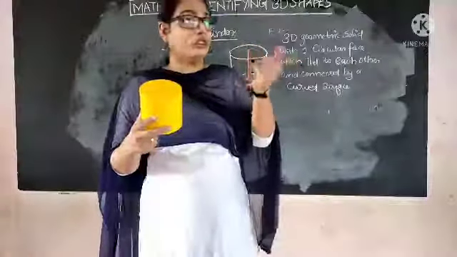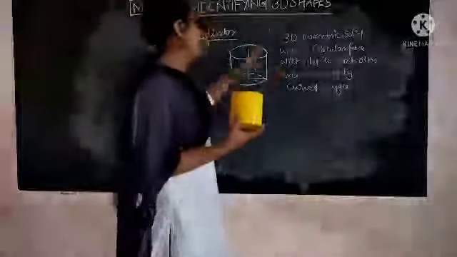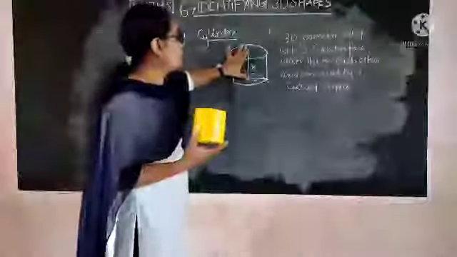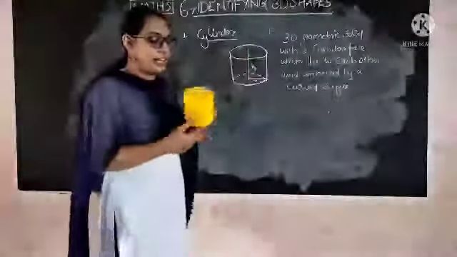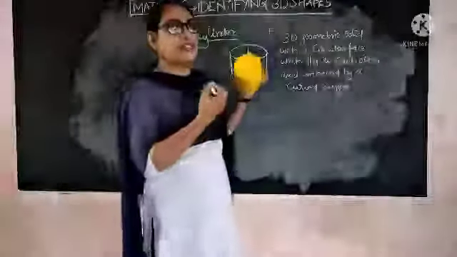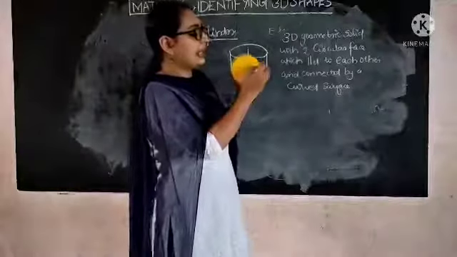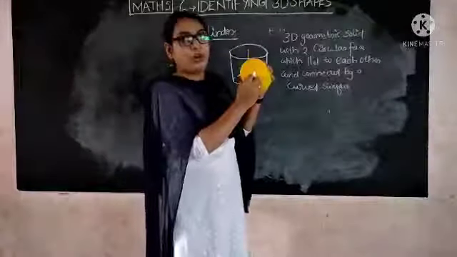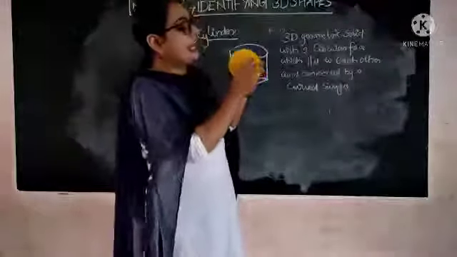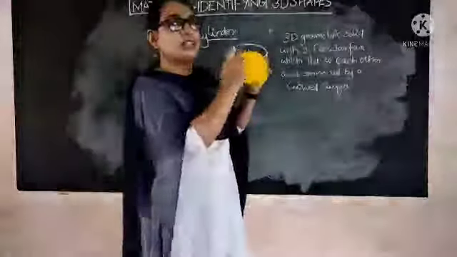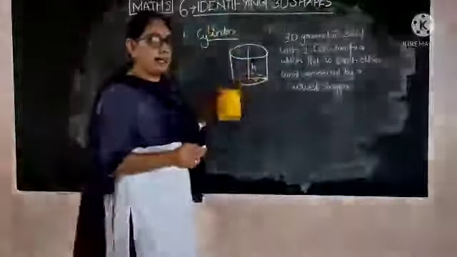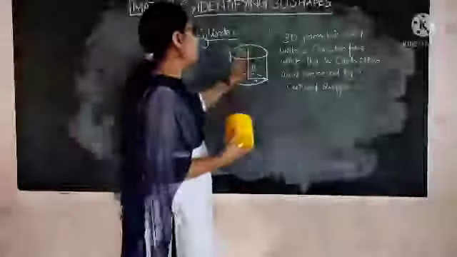The features of this: as I said earlier, a cuboid has rectangular faces, edges and vertices, right? Here we measure the height and radius of a circle. What is the radius of a circle? As we studied before, the radius is the line connecting the center point of the circle with any point on the circumference of the circle. So a cylinder has height and radius.